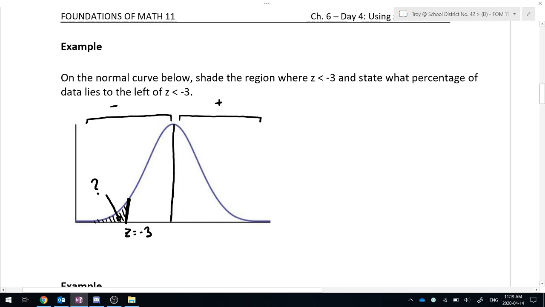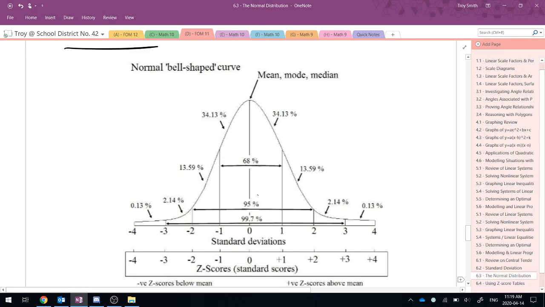This is a whole number z-score, so really we don't need the table. In fact, if you remember, we can go back to the previous section and see here the z-score of -3 right there. And this gave us 0.13%. So we know that the area underneath there is going to be 0.13%. That should be the answer we get for this question, right?